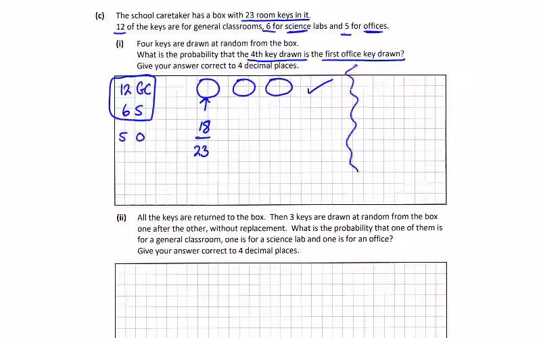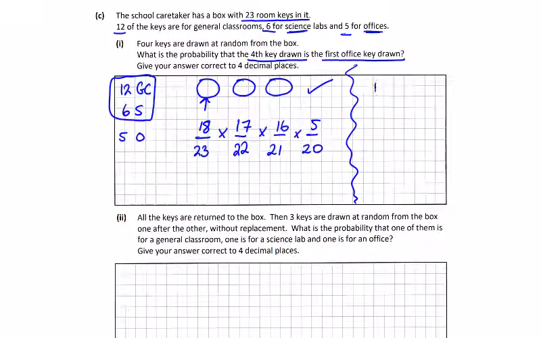Now, I'm going to assume that the key is not put back in. So then we would have 17 left to choose from. We'd only have 22 left in the box. Then we'd have 16 left to choose from. We'd only have 21 left in the box. And then this one has to be an office one. So there's 5 office to choose from out of the final 20 that are left in the box.